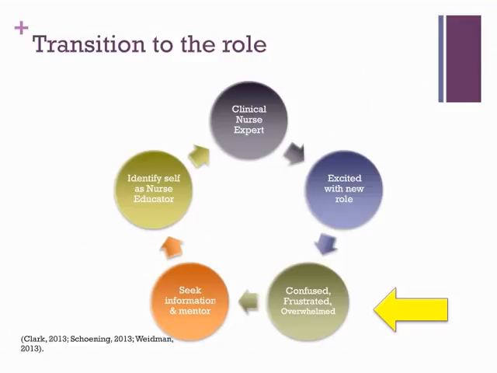Next, we begin seeking more information and seeking help from mentors. And lastly, we begin to see ourselves as both a nurse and as a nurse educator. This step can take a long time, and for some, it never happens. If we're unable to see ourselves as both a nurse and a nurse educator, then that person doesn't continue in the role. The preparation course is intended to short-circuit this process by providing both the information and a formal mentoring relationship.